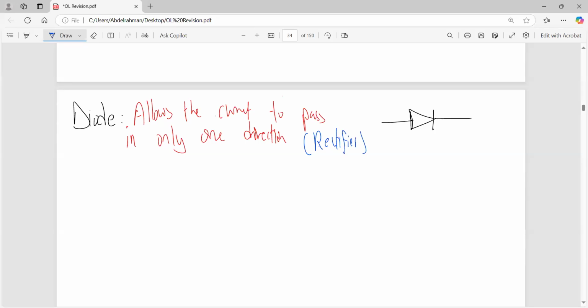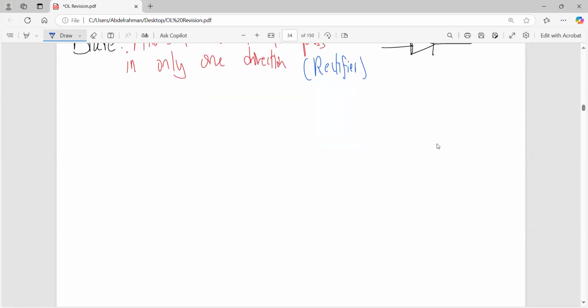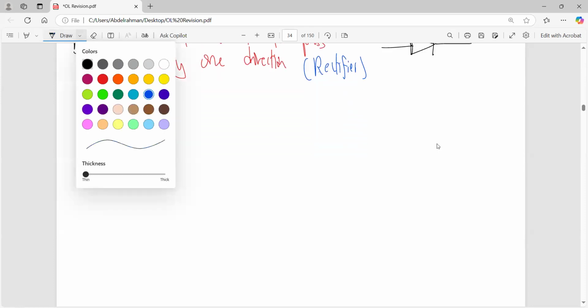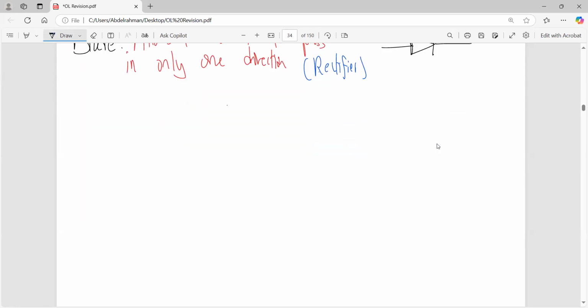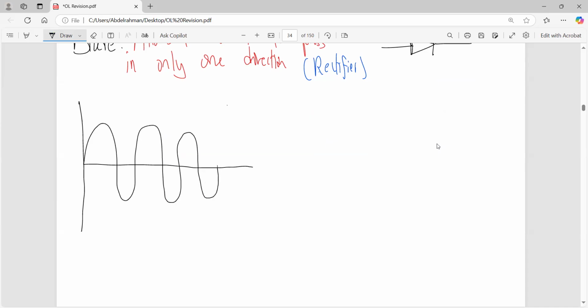What do I mean by rectifier? A rectifier means that I'm changing an alternating current to a direct current. What is an alternating current? An alternating current is a current that moves from the positive side to the negative side. This is an AC current. And what is a DC current? A DC current is a current that is only on the positive side.